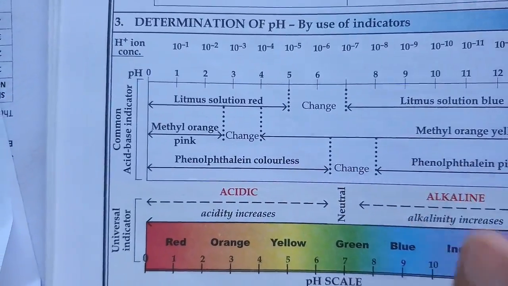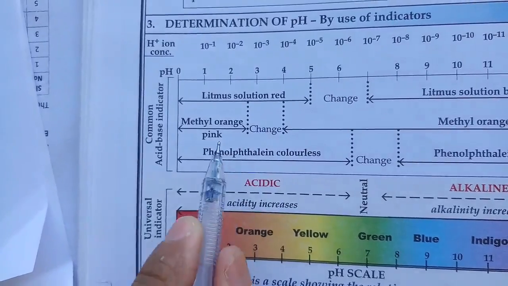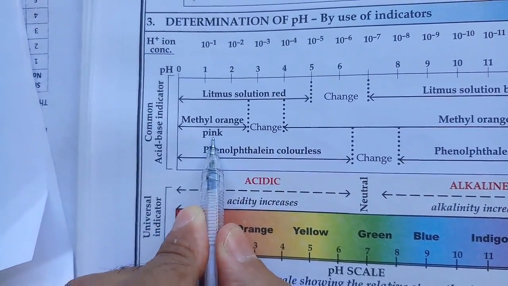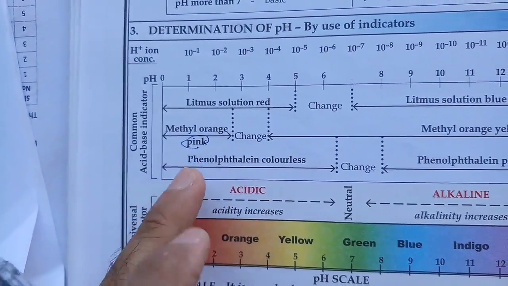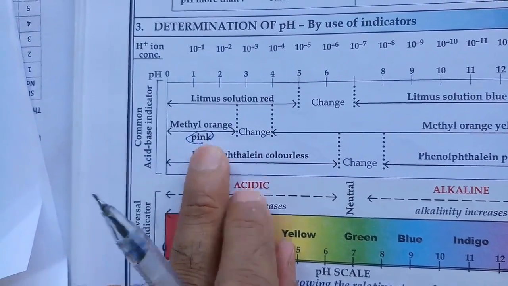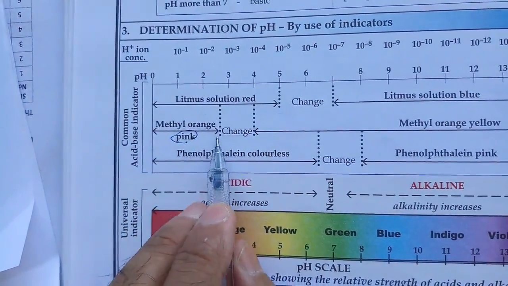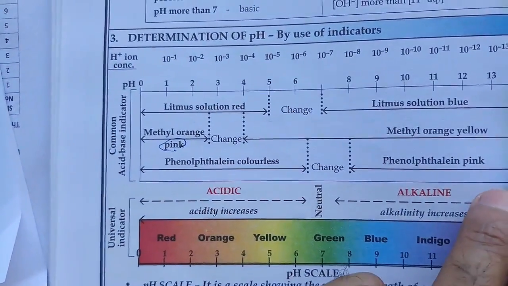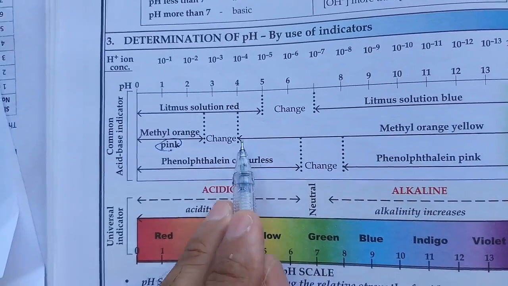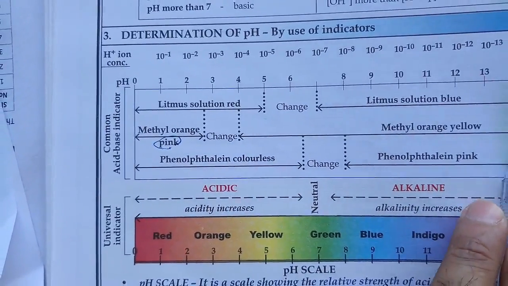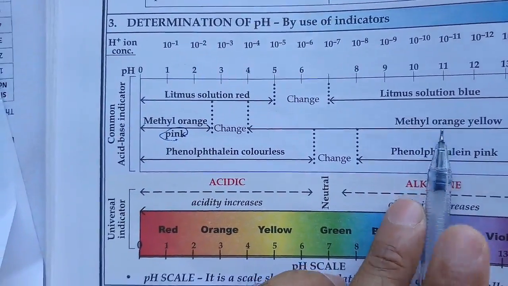This is a pH range. If you have methyl orange solution, and it turns pink, it means the solution is acidic and the pH range is somewhere 2.5 to 2.7, right? If it remains yellow, then the pH range may be from 4 to 14, so it may be acidic or it may be alkaline.